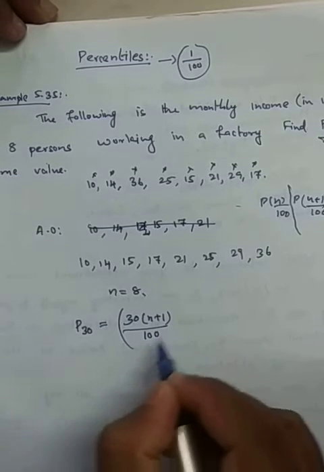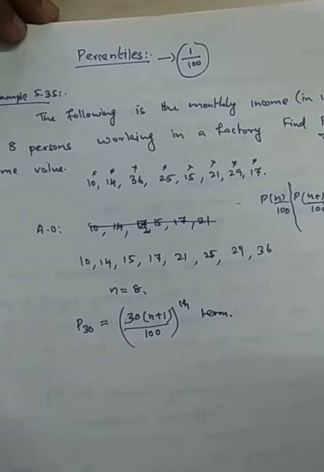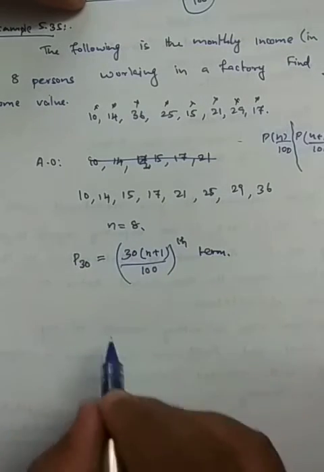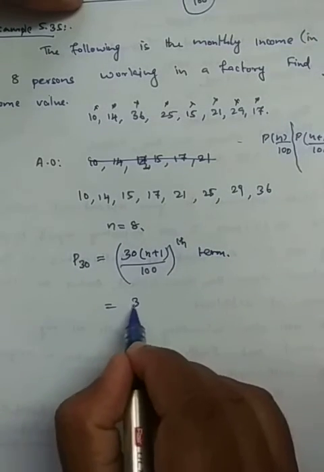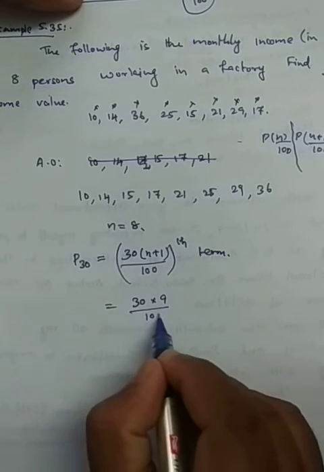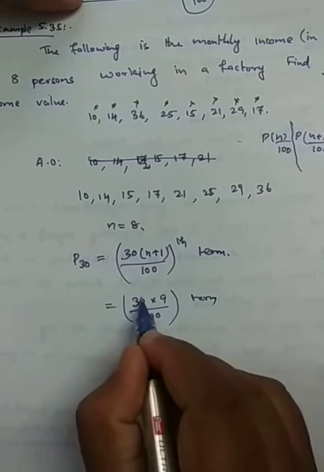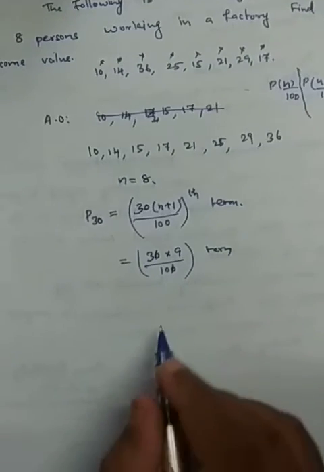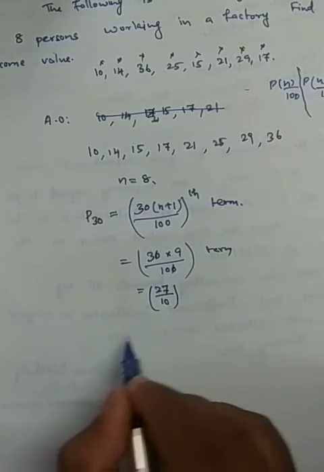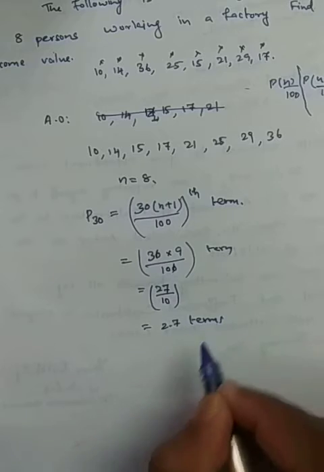The term we need to calculate. Okay, so n value is 8, so it will come 8 plus 1, 9. 9 by 100, you do it. The term we are going to do. Okay, so this 0 cancels. 3 9s are 27. 27 by 10 will come, 2.7th term. You are going to find the 2.7th term.